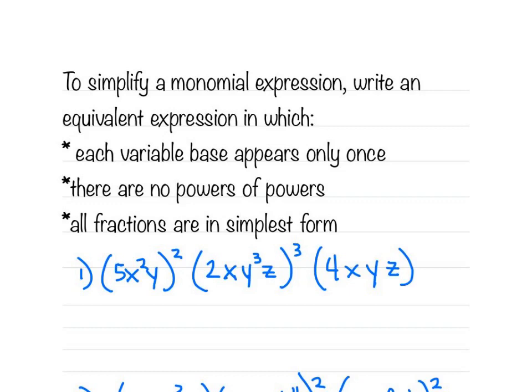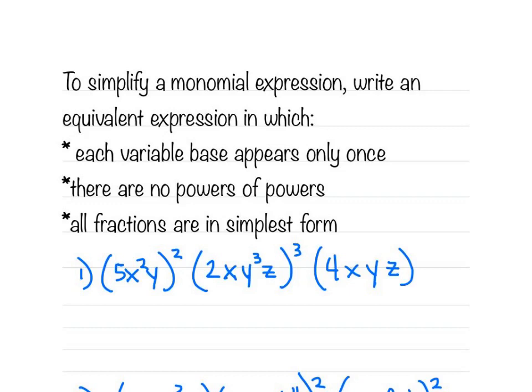5x squared y squared times 2xy cubed z, all of that is being cubed, times 4xyz. So as in all expressions, we must first follow order of operations. We'll do the same now. Let's first go ahead and evaluate our exponents.